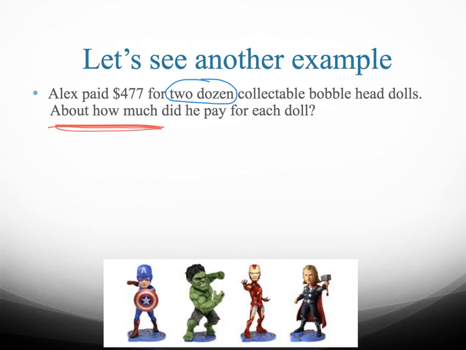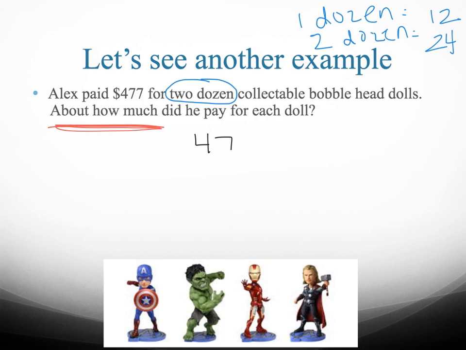Now, the other thing we need to key in on here is 2 dozen. If you don't already know, 1 dozen equals 12. That means 2 dozen is 24. So 2 dozen means 24 collectible bobbleheads. We want to know about how much he paid for each. Well, if we were actually solving the problem, it would be 477 divided by 24.